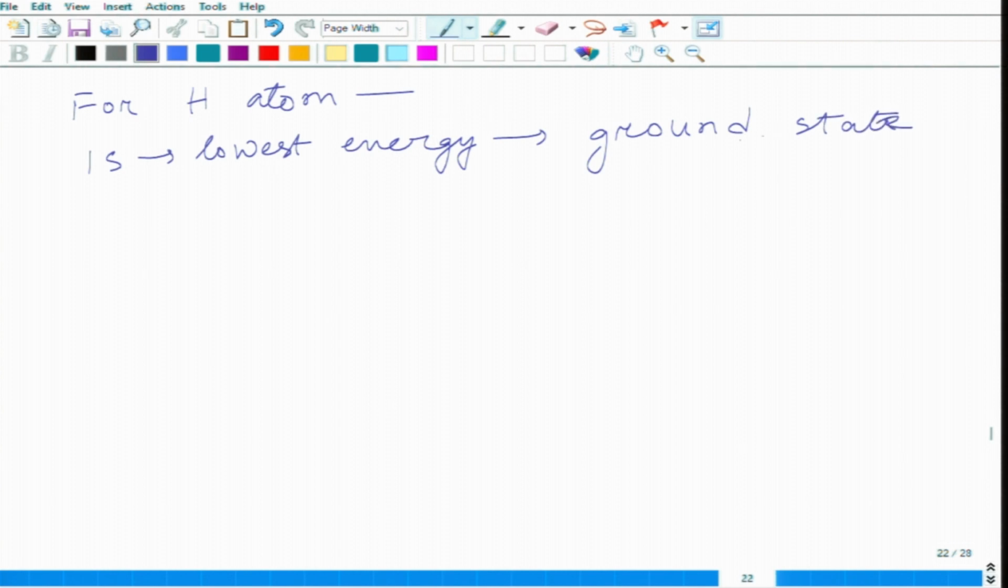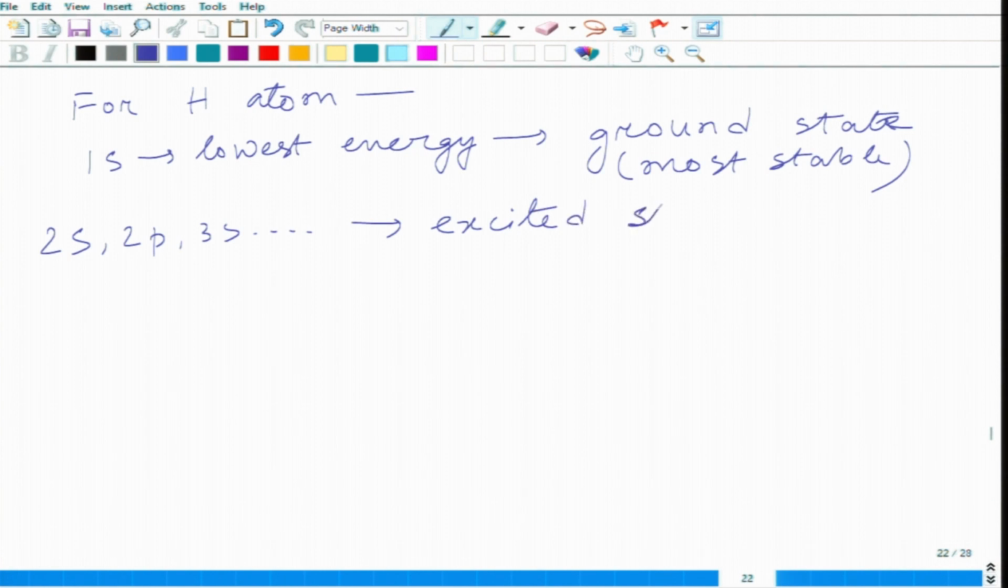Ground state is most stable. Okay. And other levels such as 2s, 2p, 3s and so on, they are called the excited states. So, the ground state has the lowest energy and excited states have more energy as compared to the ground state.